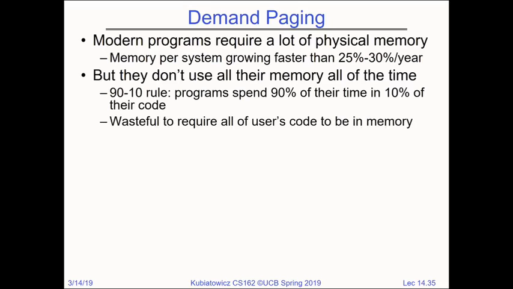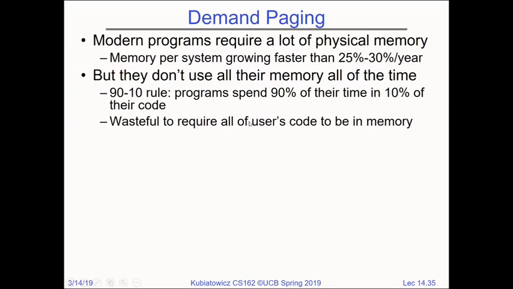Okay? And the idea is that most programs don't use all their memory all the time. And so there's actually a 90-10 rule, which you've probably run into in many of your other classes, which is programs spend essentially 90% of their time in 10% of their code. The same is kind of true with a lot of their data. And so it's really wasteful to require all the user's code to be in memory.